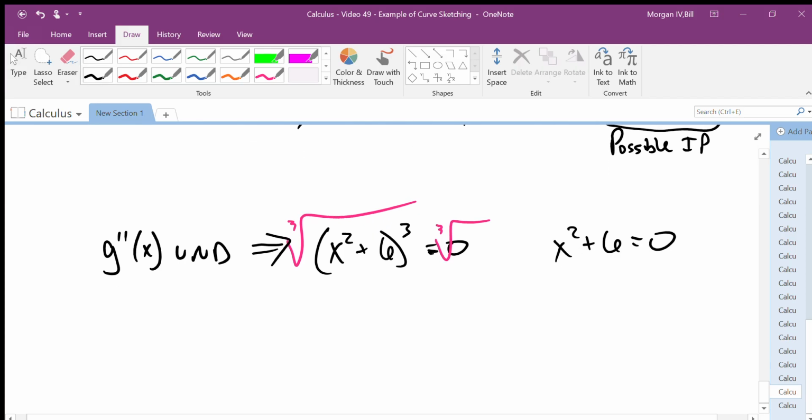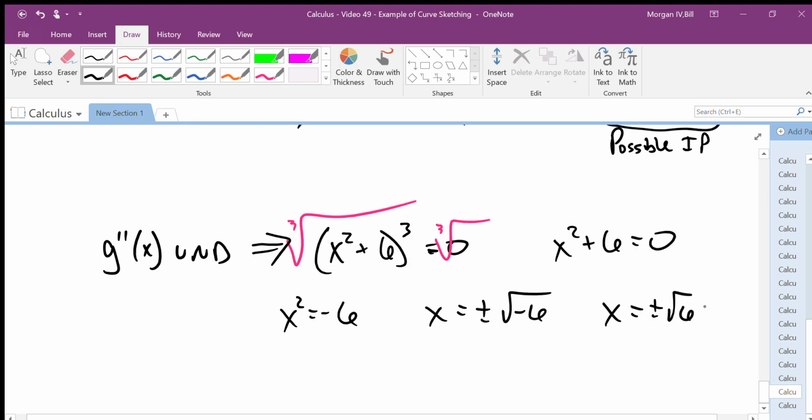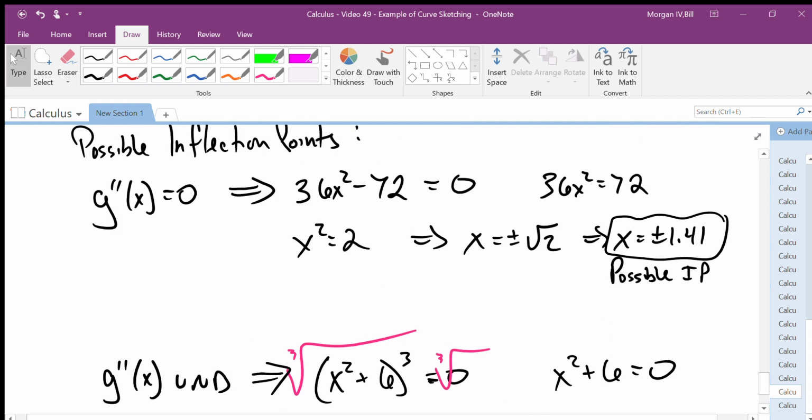This should look familiar to you. This gives us x squared equals negative 6. X equals plus or minus the square root of negative 6. X equals plus or minus square root of 6i. Imaginary. Therefore, no possible inflection points from here. Okay, so my only possible inflection points are at plus or minus 1.41.